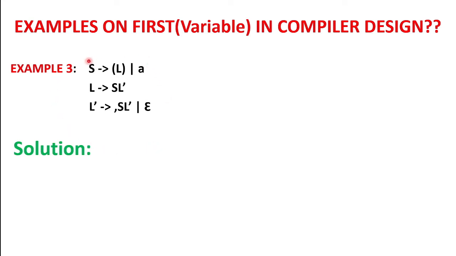In this grammar, there are 5 productions. 2 productions are for S, 1 production for L and 2 productions are for L dash. S has 2 productions: one is this and the second one is S tends to A. Similarly, L dash has 2 productions: one is this and the second one is epsilon. So this grammar has a total of 5 productions.